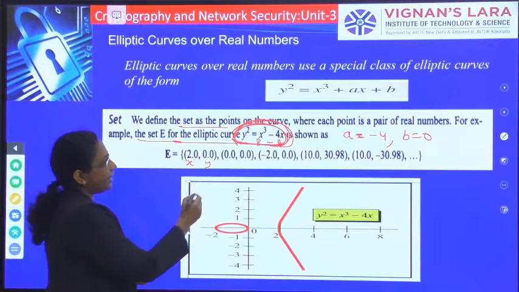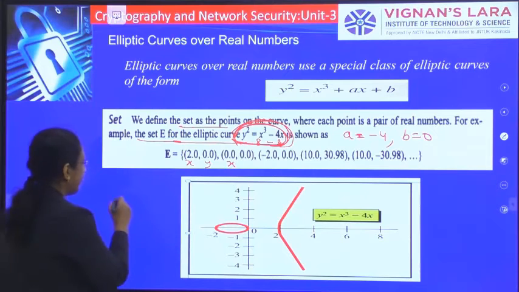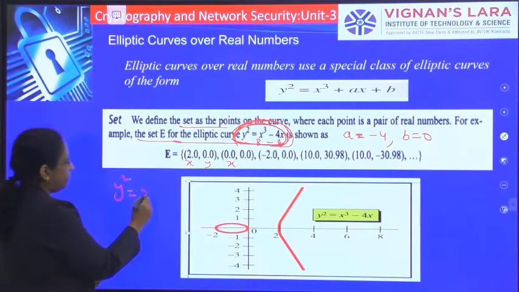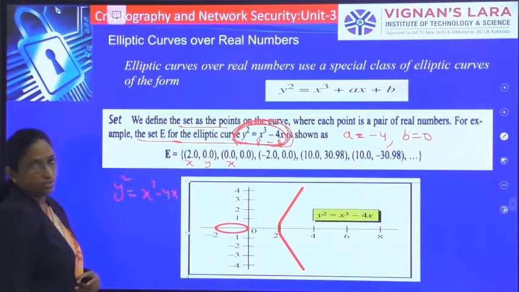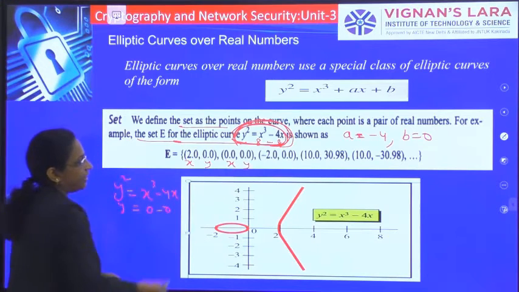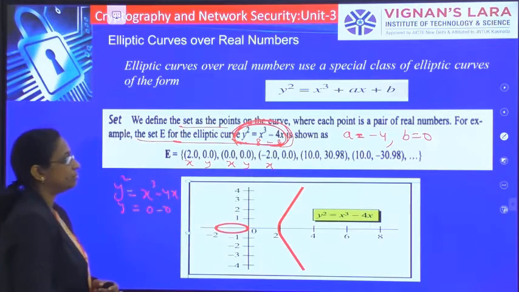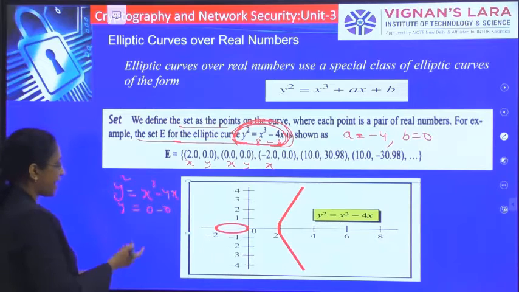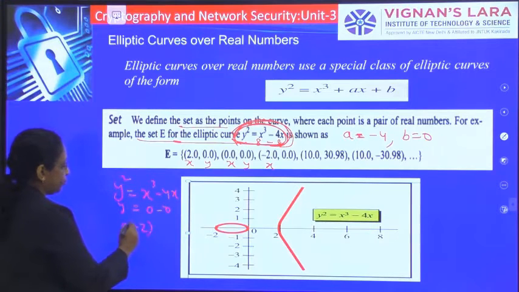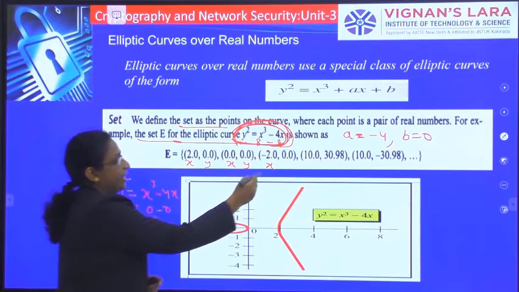Similarly, when I am taking x as 0, since my equation is y square equal to x cube minus 4x, 0 minus 0 means my y value will also be 0. Similarly, if I am taking x as minus 2, then again minus 2 cubed minus 4 into minus 2, so again I am getting 0. So I am getting y as 0.